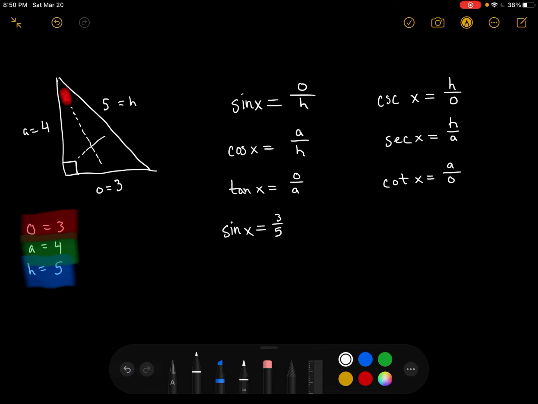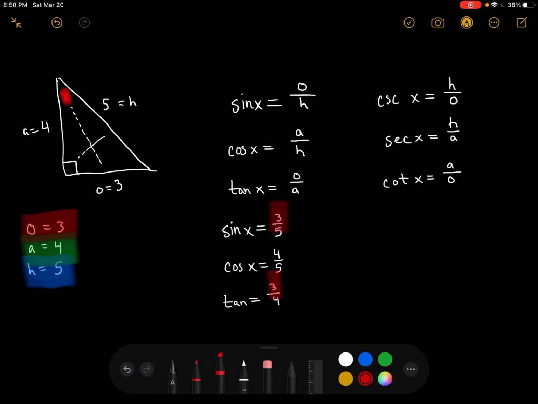So the sine of x equals the opposite over the hypotenuse, or 3 over 5. Secondly, the cosine of x equals the adjacent over the hypotenuse, or 4 over 5. And then finally, the tangent of x equals the opposite over adjacent, or 3 over 4 this time. So let's take a look.